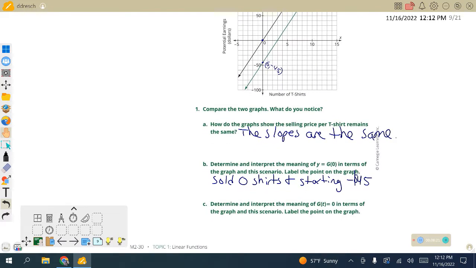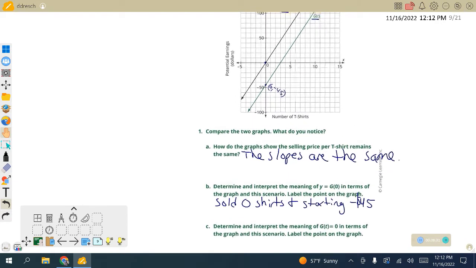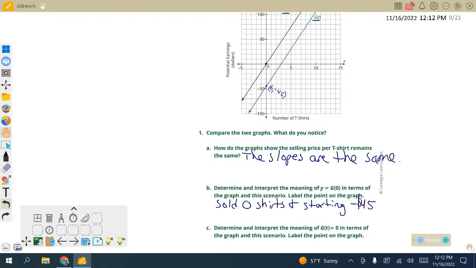Okay, so determine and interpret the meaning of g of t equals 0 in terms of this graph, okay? Now, what that means here is, this time, we're looking at this point right here. What is that location right there? The one that we just highlighted there. What is its location? 1, 2, 3, comma, 0, right? 3, comma, 0. What does that mean for us? We're giving away three free t-shirts.